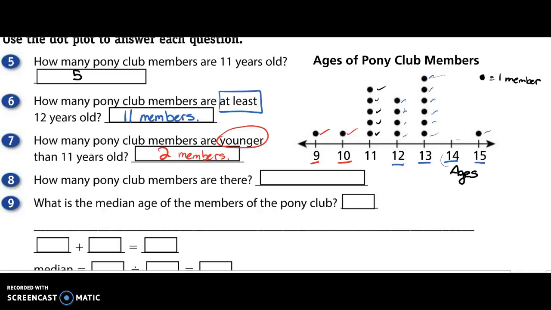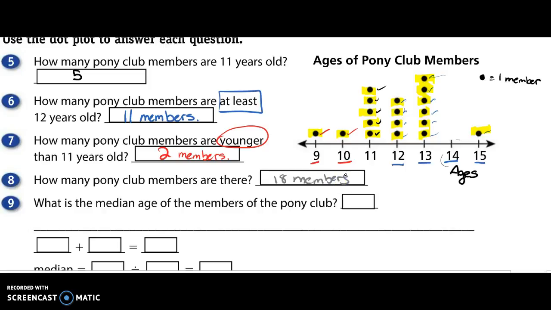How many Pony Club members are there? Is there any stipulation to those numbers? No, it doesn't matter how old they are. Our question is asking us for members total. Go ahead and take a second and count up all of the dots you have. I'm counting 18. I have 18 members total in the Pony Club.